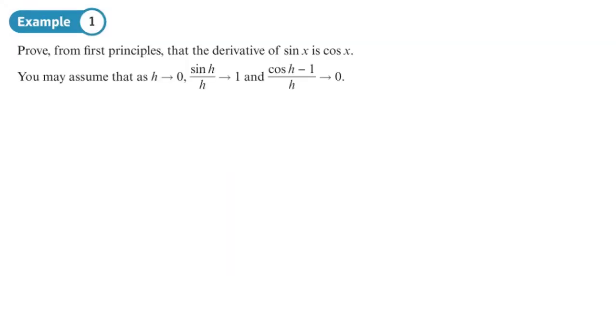So it's asking us here to prove that when we differentiate sine x we get cos x, and it's given us a couple of bits of information here. It says that you may assume that as h tends to 0, sine of h over h tends to 1, and cos h minus 1 over h tends to 0. Now why is that? Let's have a look at why these statements are true, rather than just saying, okay, I'm just going to accept they're true. Why are they? Right, let's have a look at the small angle approximation.